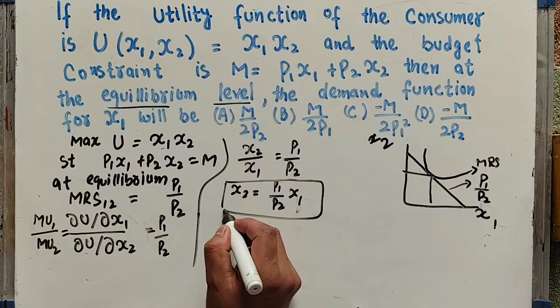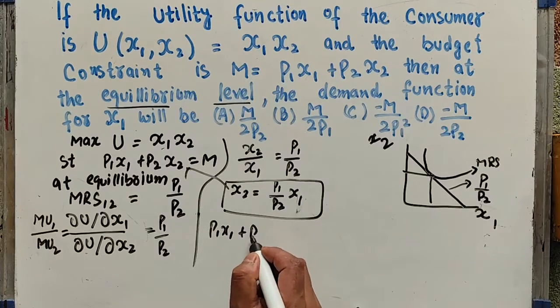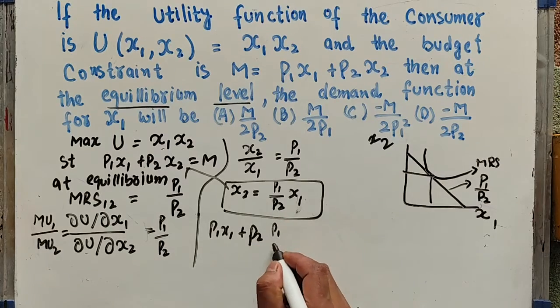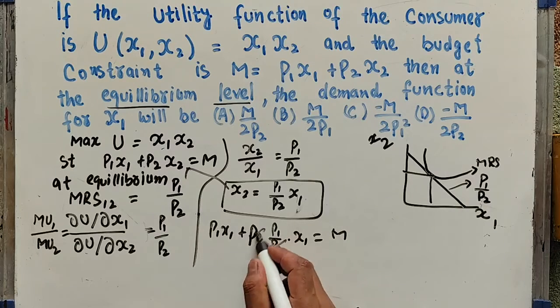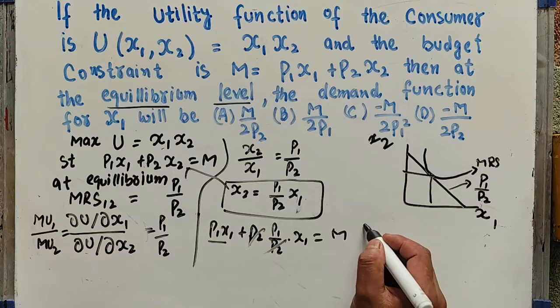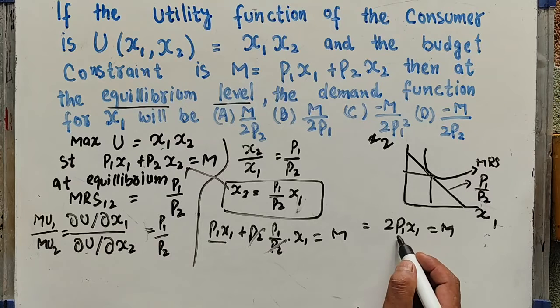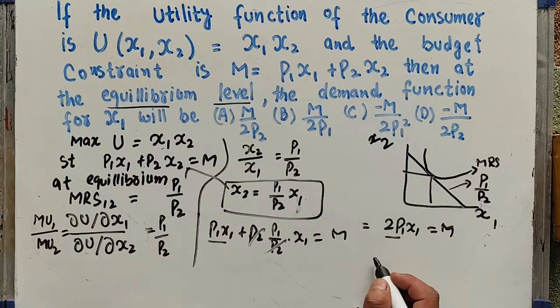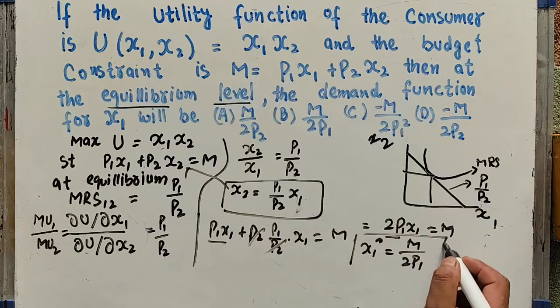Put this value of x2 into the budget constraint, so we will get p1 x1 plus p2 into p1 upon p2 times x1 is equal to m. So p2 gets cancelled, so we have p1 x1 plus p1 x1, so we have 2 times p1 x1 equal to income. Transpose 2p1 to the RHS, so we will get x1 equal to m upon twice p1. That is the demand function for good x1.